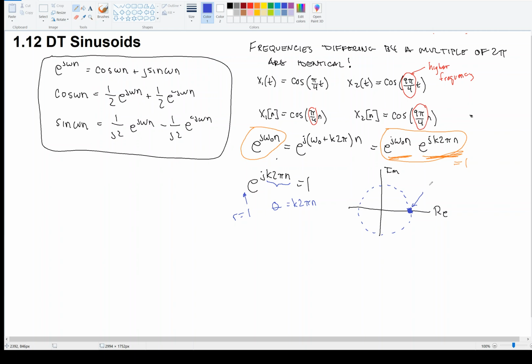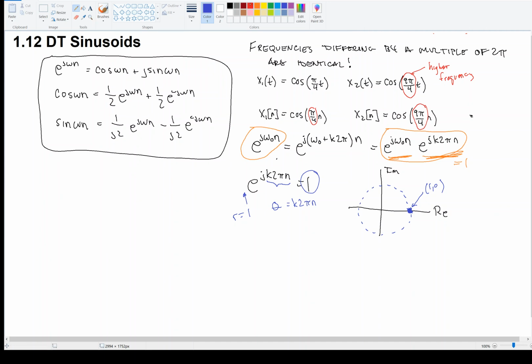So what are the coordinates of that point? 1, 0. A real part of 1, an imaginary part of 0, i.e. 1. Therefore, the proof is concluded that frequencies differing by a multiple of 2 pi are the same.